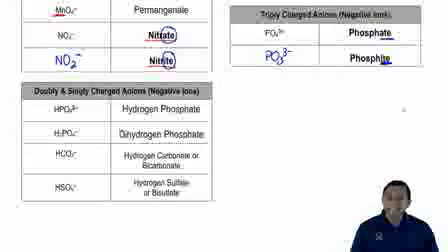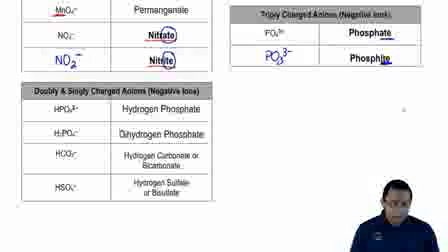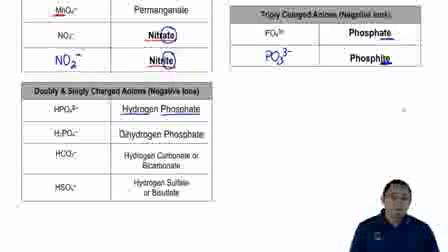Now, let's go back to here. We have our doubly and our singly charged anions. And we're going to say that this right here is called hydrogen phosphate. From the name, we can know what the compound looks like. If you have a polyatomic ion and hydrogen is in the name, hydrogen exists in group 1A. Group 1A ions are +1. So this is +1. So we have a hydrogen +1 combining with a phosphate.